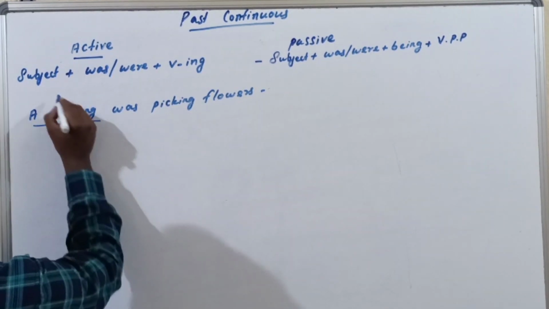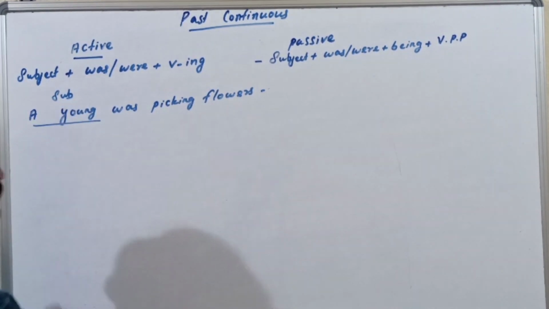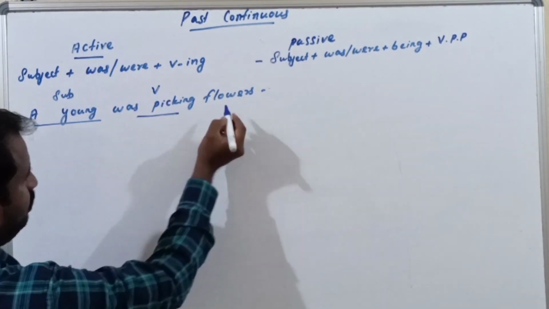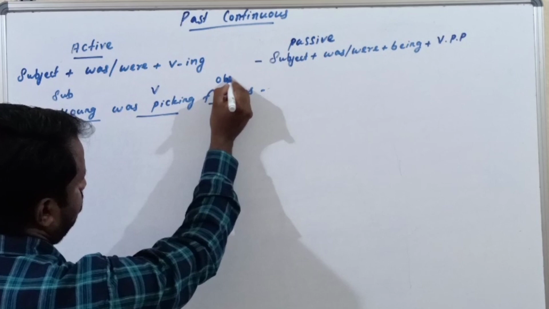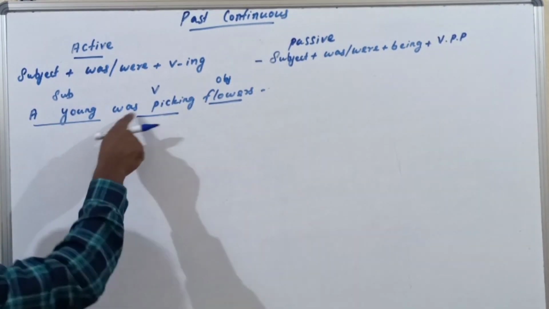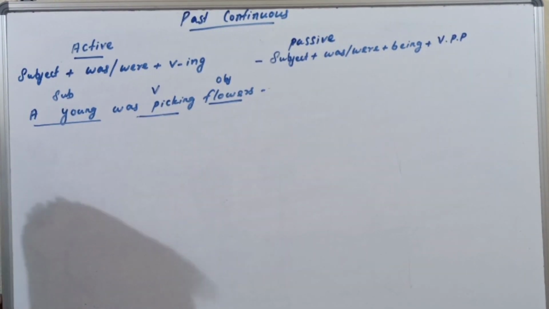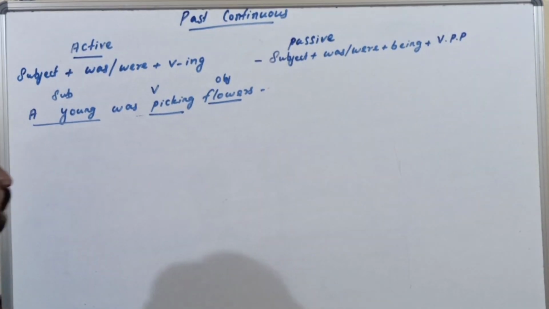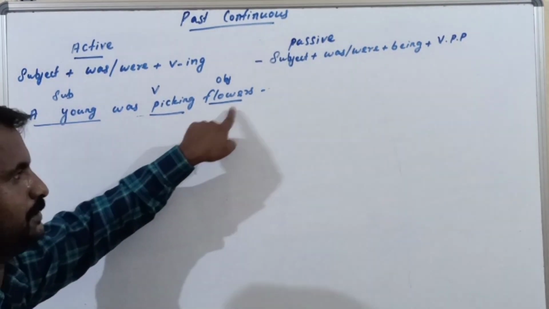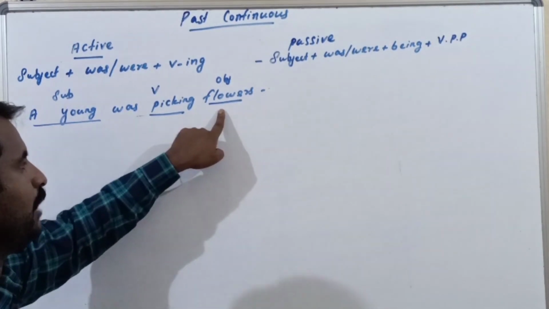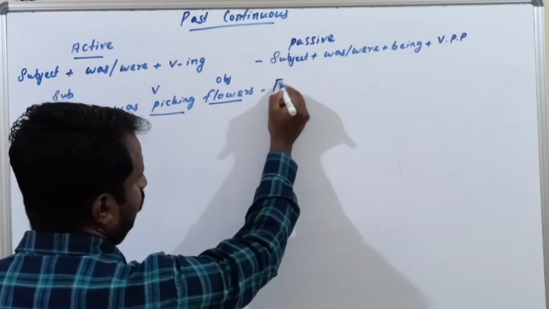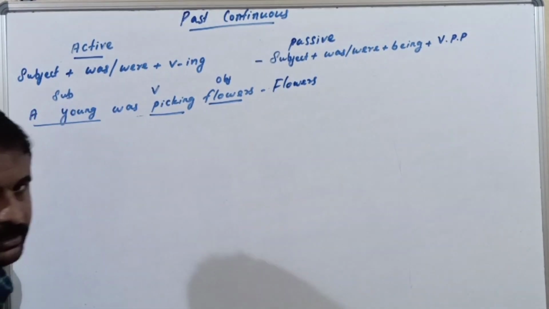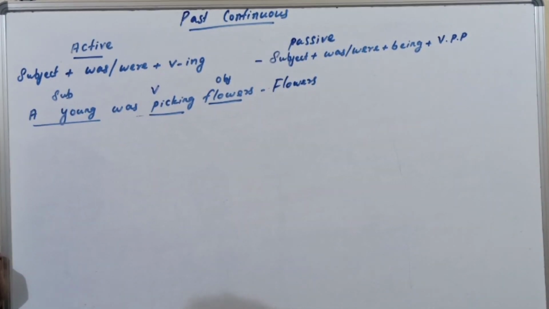A young girl, subject. Subject means who is doing the action. And picking, verb, and flowers, object. Was picking. Was is an auxiliary verb, but also a verb. Here I am taking the main verb only. So we know that this object becomes the subject in passive. So we have to start with the flowers. And don't think that the object always comes last. Anywhere it can come, in the middle or at the last also.